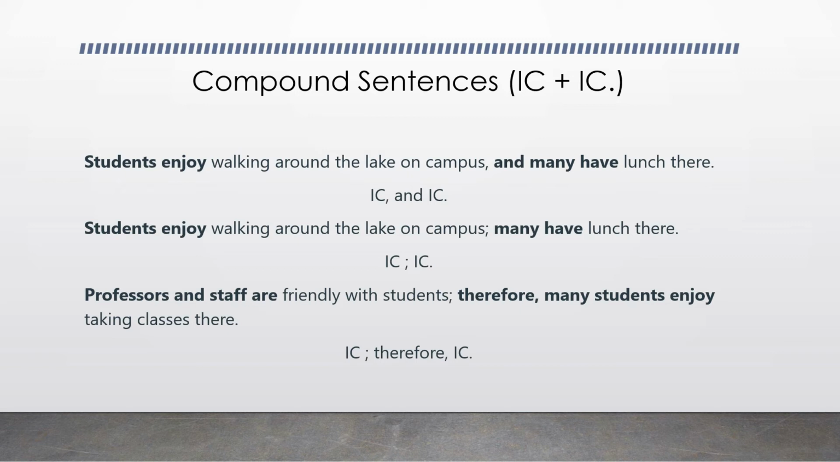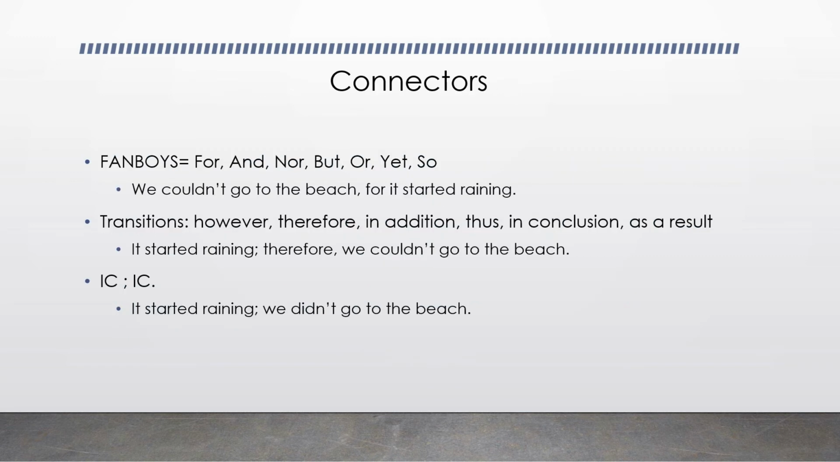Let's do a review. There are three ways to connect two independent clauses in the compound sentence. The first one is with the comma and FANBOYS: for, and, nor, but, or, yet, so. We couldn't go to the beach, for it started raining. For here means the same as because.